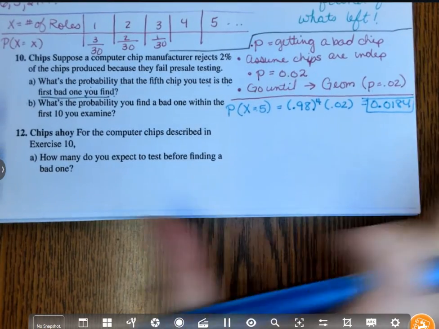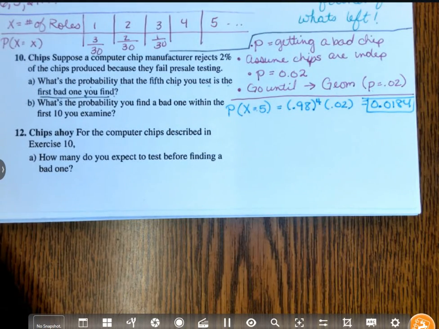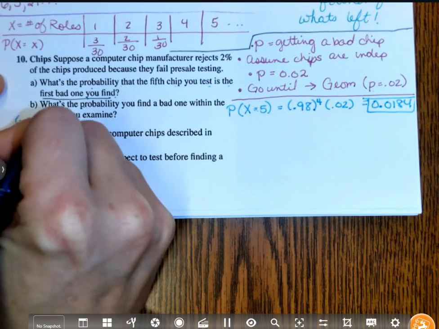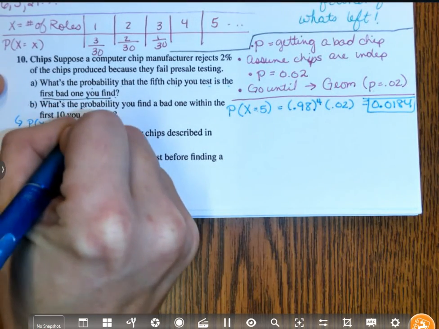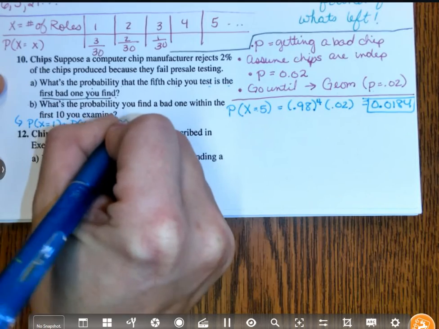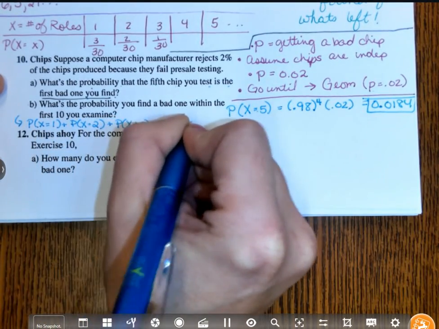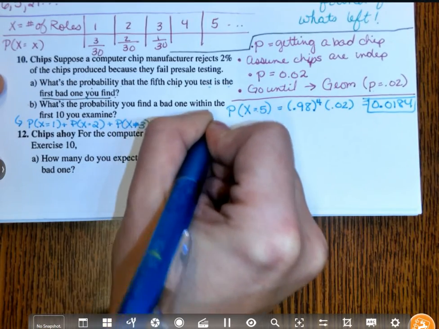Now B is saying, what is the probability that you find a bad one within the first 10 you examine? Does that mean that you have to find the bad one on the 10th one? What about on the 9th one? It can be anywhere, right? So I could think about this as the probability that it happens on the first one, that it happens on the second one, that it happens on the third one. Oh, dear God, until the 10th one. Anybody want to do that?